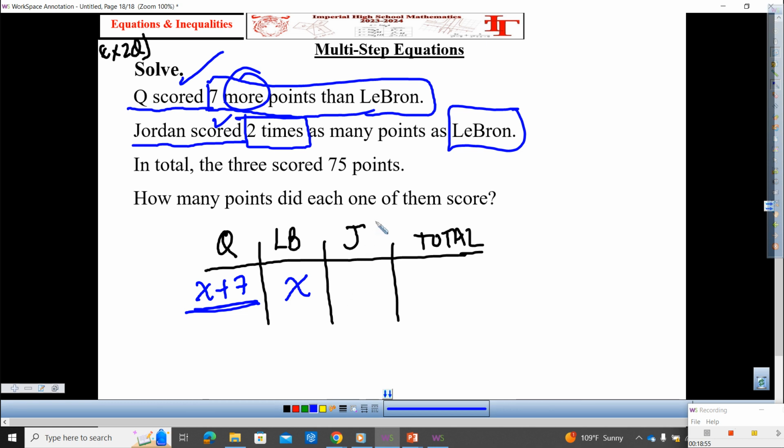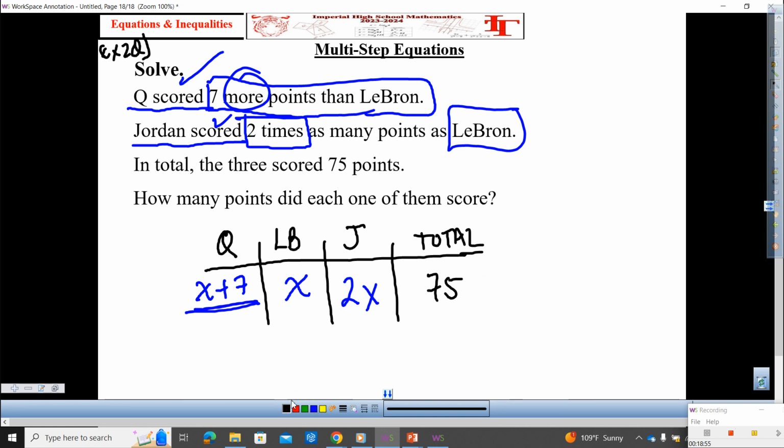That would be if it was 2 more. But if it says 2 times LeBron, we would do times 2 or 2x. Write that in there, please. You're like, oh, okay. Let's go with a total. What is the total for all 3? So let's write it right there on the total, 75.